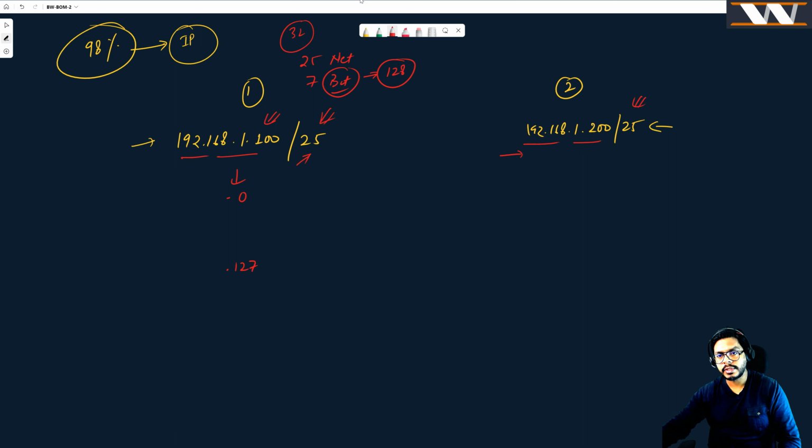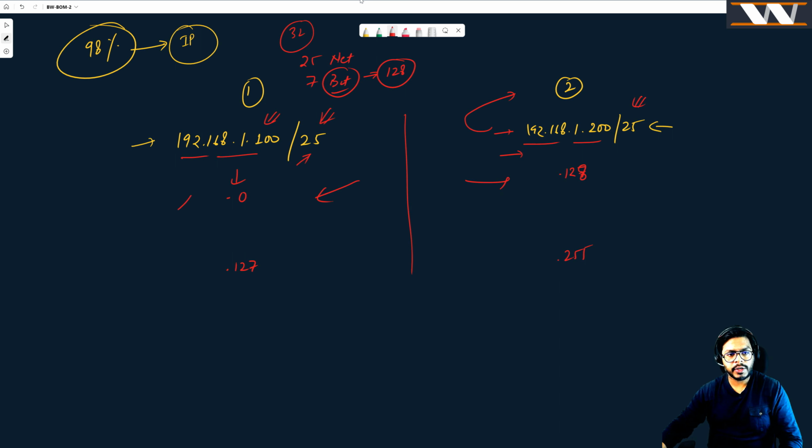Similarly, if I talk about the network of this other host, which network this host belongs to, you can understand that this host belongs to a network which starts from dot 128 to dot 255, right? These two are completely different networks.